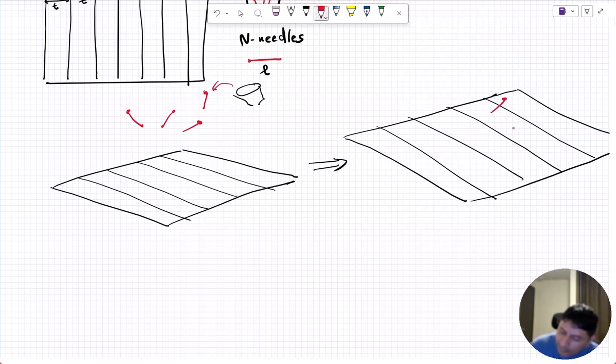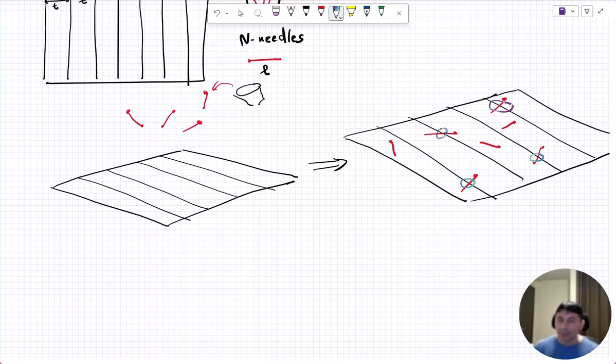Here's one needle. Here's another needle. Some needles are not going to touch a vertical line, but other needles will, right? So here's a needle that didn't touch a vertical line. Here's another needle that did not touch a vertical line. And what we're going to do is count those needles that do touch a vertical line. So here's one needle that touched a vertical line. Here's another needle, and another needle, and another needle, right?